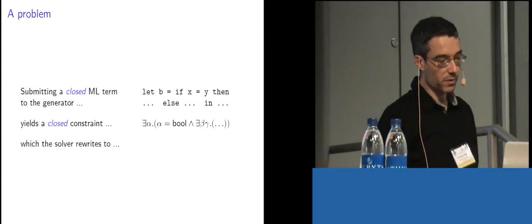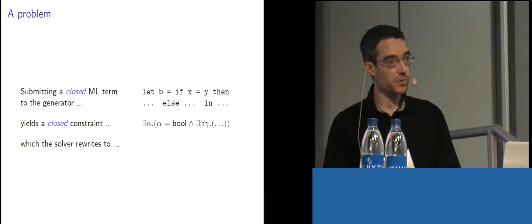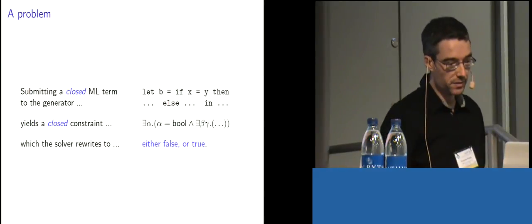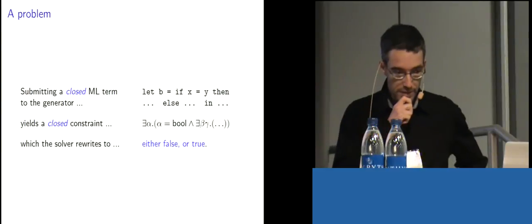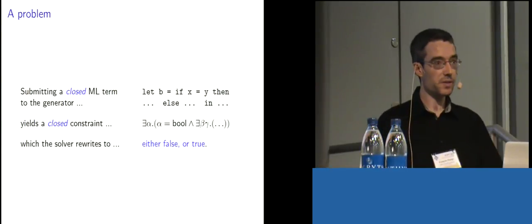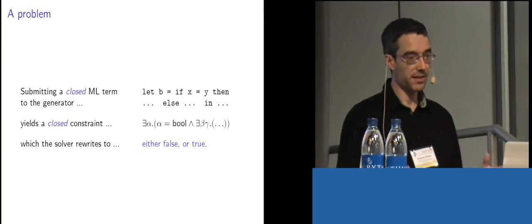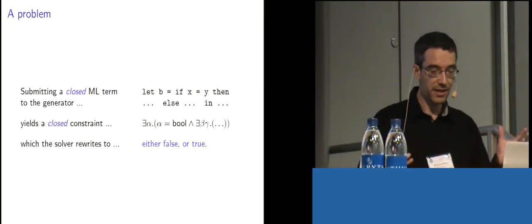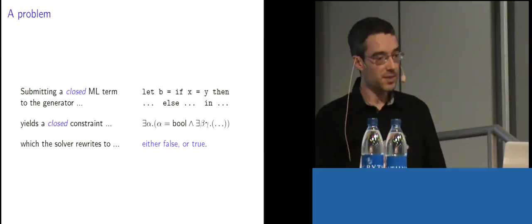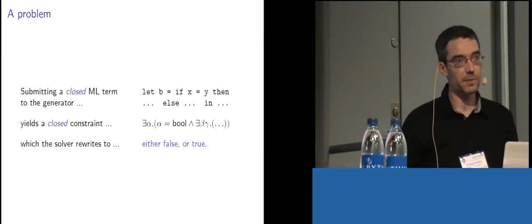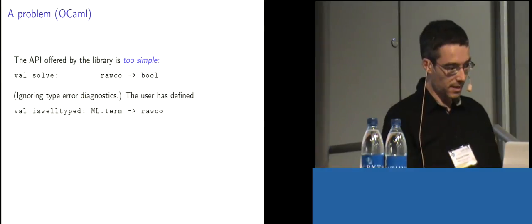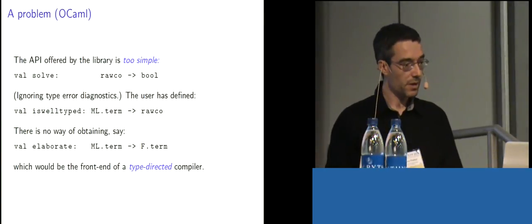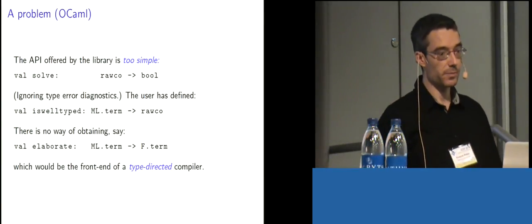Then I submit that to the constraint solver. And what does the constraint solver do with a closed constraint? Well, obviously it's going to rewrite it to a closed solved form, and that's either false or true. Which means, essentially, the solver says, yes, your program is well-typed. And that's kind of anticlimactic, because what I wanted to know was what's the type of this program, and how should I annotate every lambda, where should I put the type abstractions, so that I now have an explicitly typed program. Perhaps I want to do this because I want to define the function elaborate, which actually turns my program into a System F term, for instance, because I'm writing a type-directed compiler.